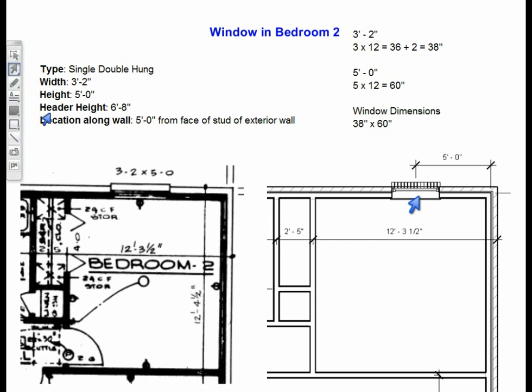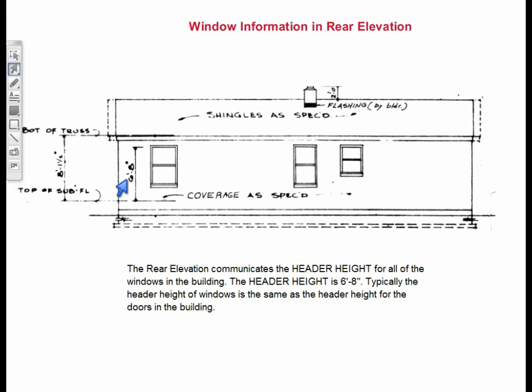The next characteristic of the window will be the header height. The header height for your double hung windows will be 6 feet 8 inches. The header height can be found in the rear elevation in your construction documents. This indicates that from the finished floor 1 to the top of the window, or the window header, is a distance of 6 feet 8 inches.